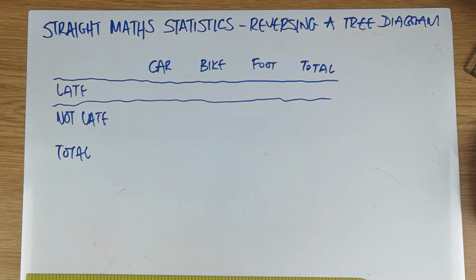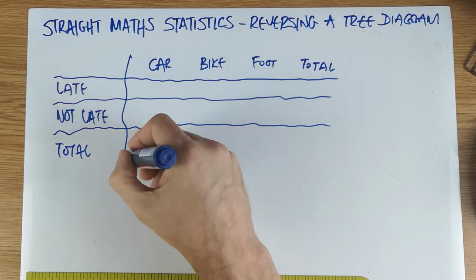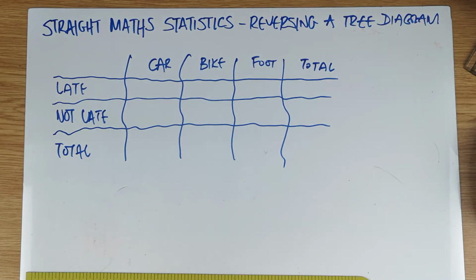Okay, so let me move the paper out of the way. So there's my two-way table. And let's use a different color pen.